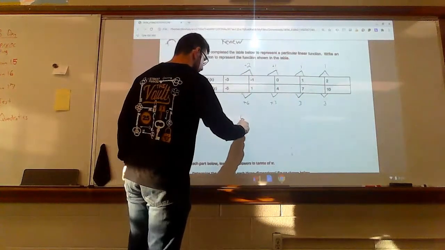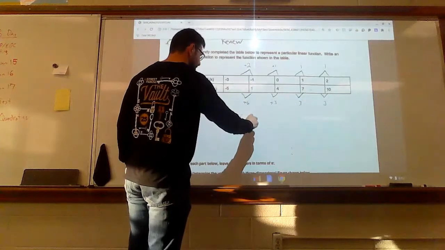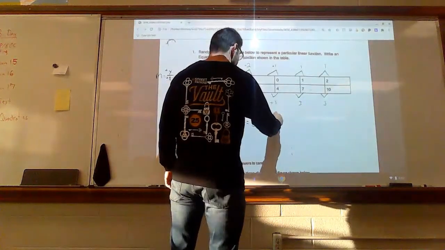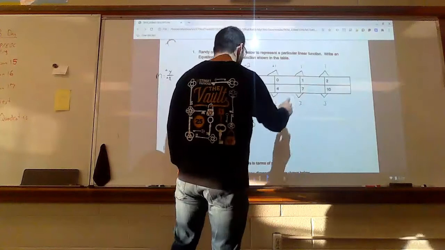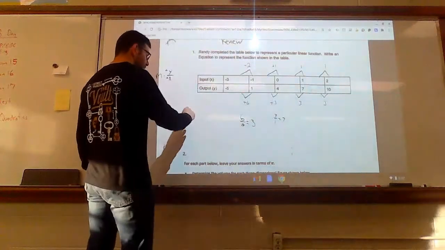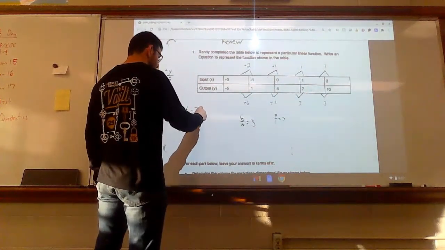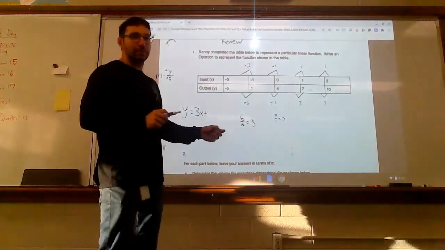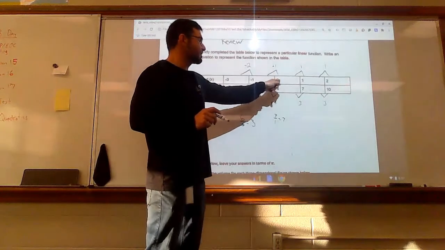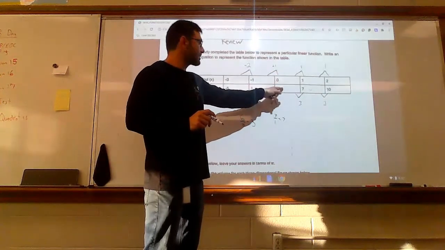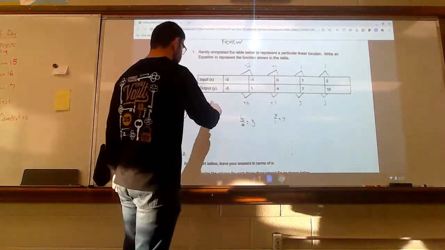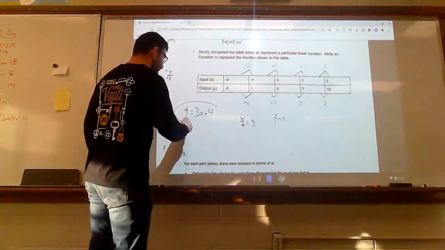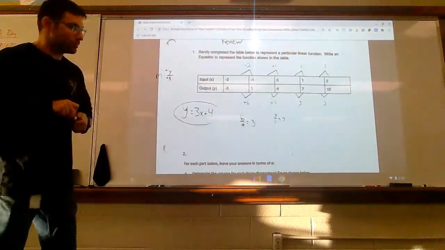Well, 6 divided by 2, y's divided by x's, is 3. 3 divided by 1 is 3. All of our slopes are 3. So right now we've got an equation that says y equals 3x plus something. To find our y-intercept, we're looking for the x that's 0, because when we have a 0 in my x-axis, my y-intercept is there. And we get y equals 3x plus 4.